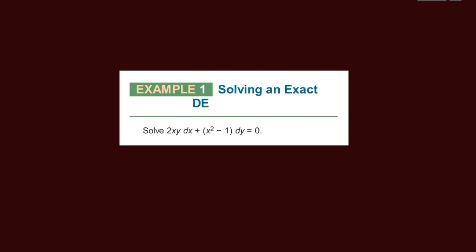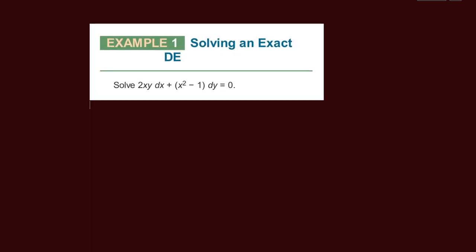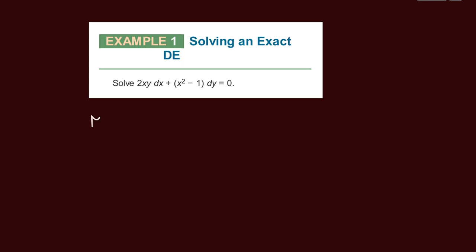Okay, so we have an exact differential equation. What we're going to do is find M of x, y. M is pretty much what's being multiplied by dx, so it'll be 2xy. And then we're going to find N of x, y, and that's whatever is being multiplied by dy.